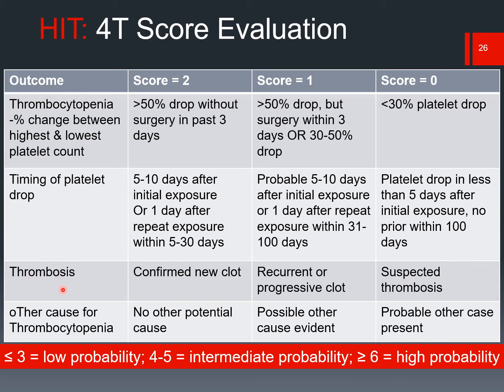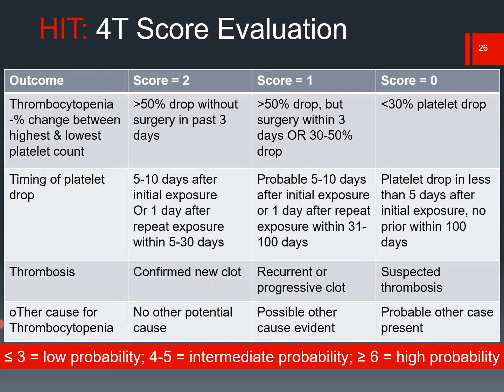The third T is thrombosis. So we have an increased risk for clots. They are hypercoagulable with the PF4 heparin immunoglobulin complexes. So we get either expansion of the existing clot or a new clot, or even suspected thrombosis would raise concern.